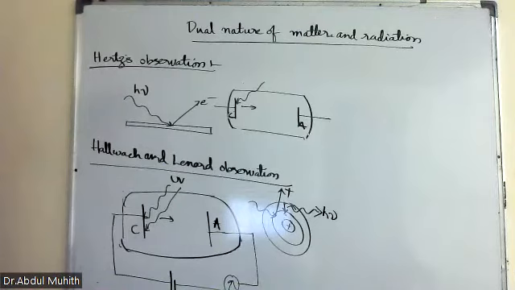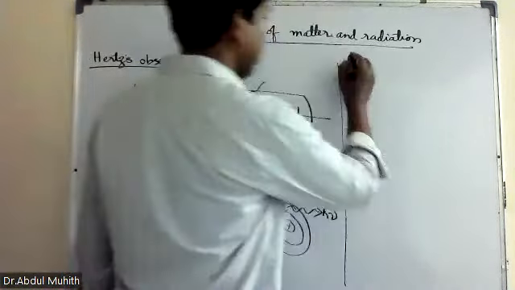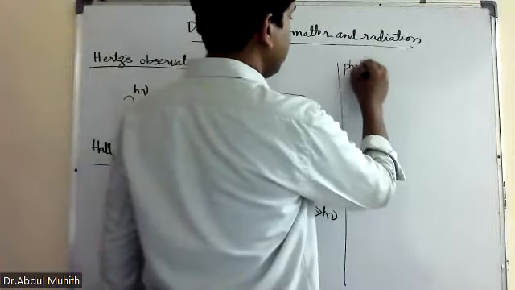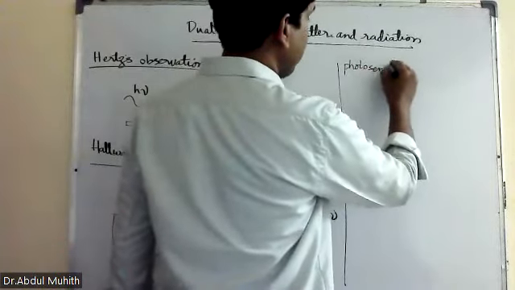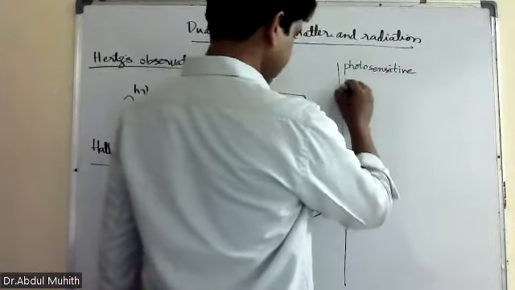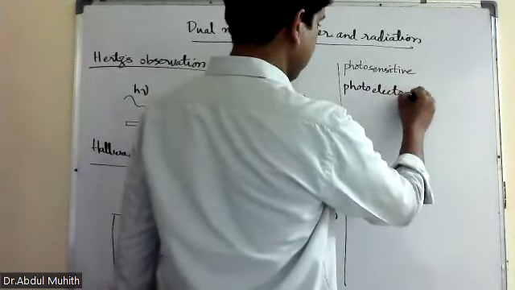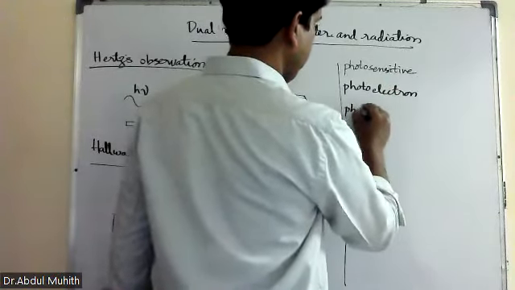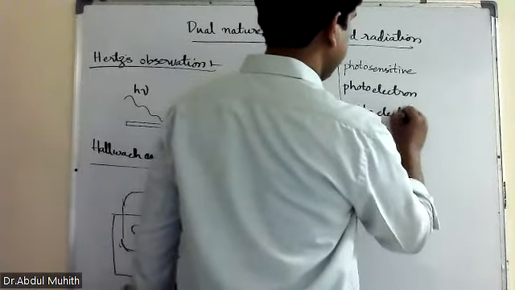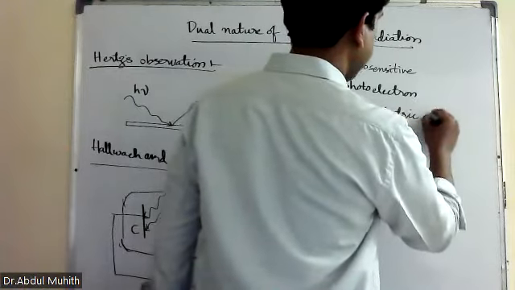Is it clear, all of you? The material here is known as photosensitive material, and the electron is known as photoelectron, and this effect is known as photoelectric effect. Is that clear? Once again, there are three things here. One is photosensitive material. The electron which is coming out is known as photoelectron. The next one is photoelectric effect.